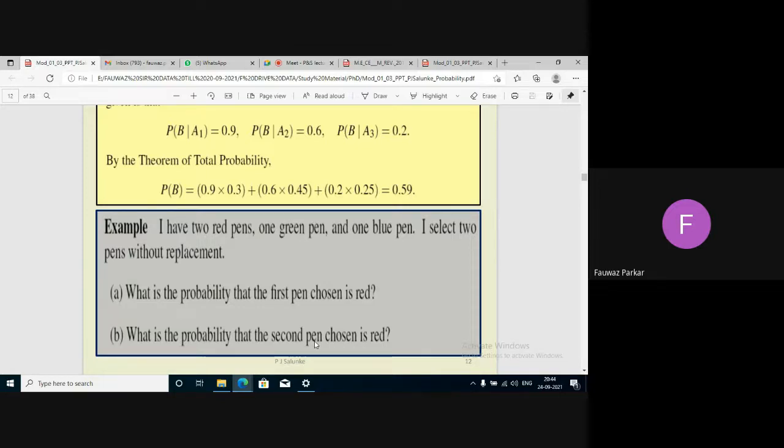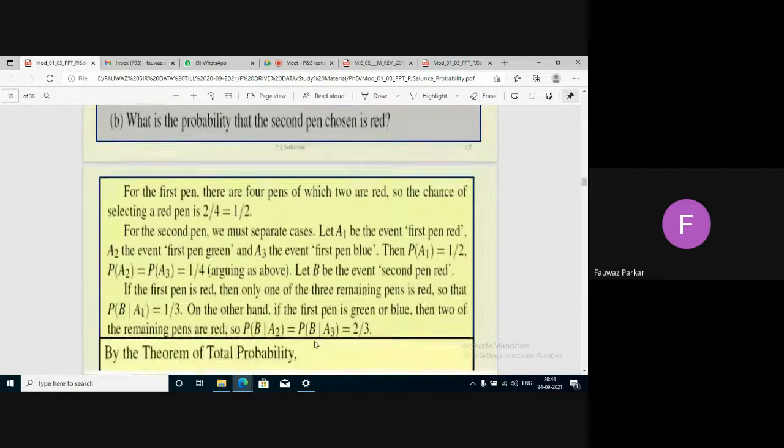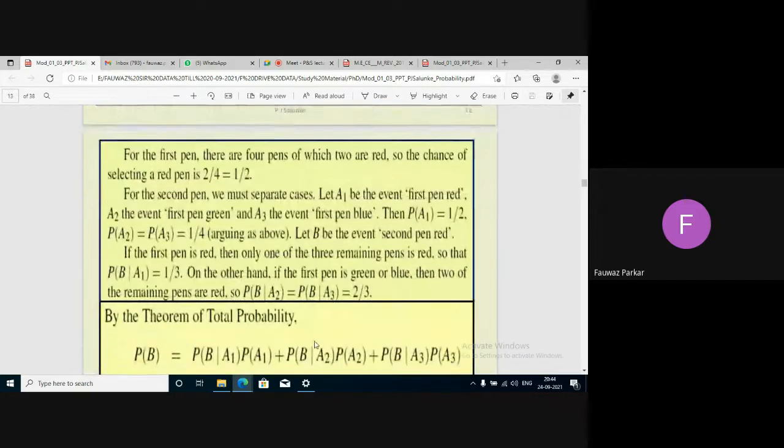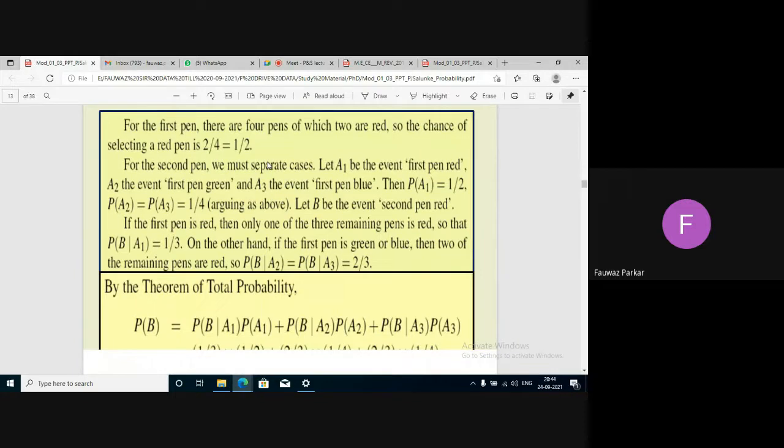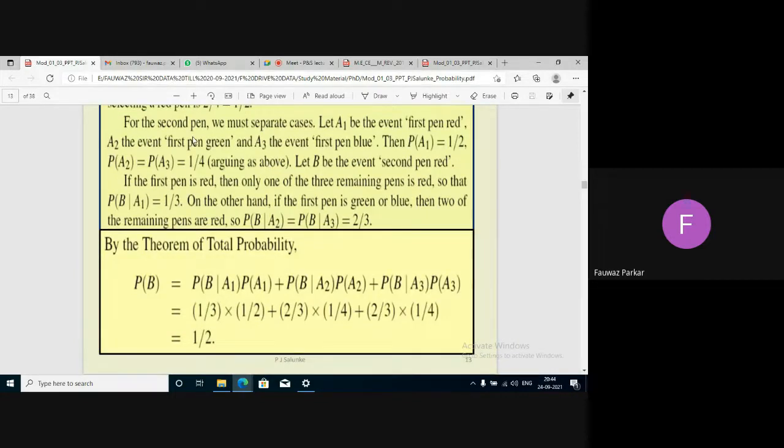Okay, I'll just show you, because otherwise you won't understand. Look at this, you read this, you'll understand it better. For the first pen chosen there are four pens, two are red, so this is clear. Okay, there is no problem in this. Now look here, for the second pen we must consider separate cases.